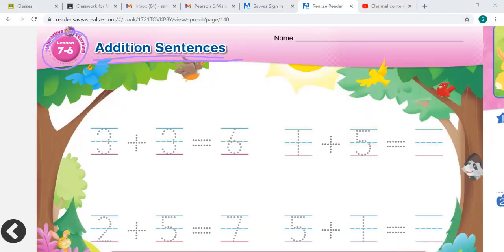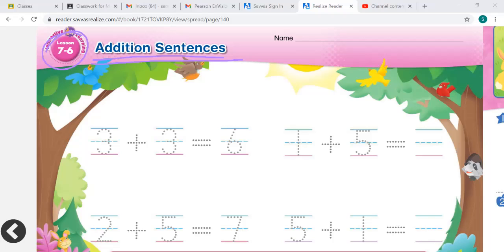You've learned to use the plus sign and equal sign to show adding. Now you will learn about writing an addition sentence to show adding. So remember that an equal sign goes between numbers being added and the sum. A sentence that uses the plus sign and the equal sign to show joining is called an addition sentence.